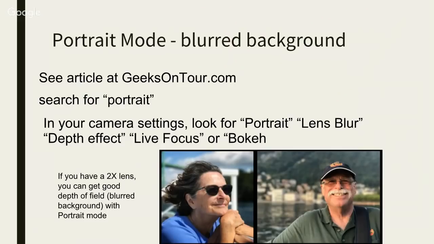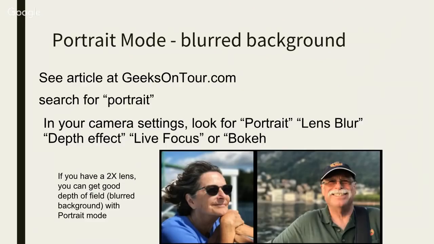If you have those two lenses, and especially if it's an iPhone, you have another option called portrait. And what that means is it blurs the background. Now, if you don't have the iPhone, there is similar settings on Android, but they're called something different. On Jim's camera, it's called lens blur. Others call it depth effect.